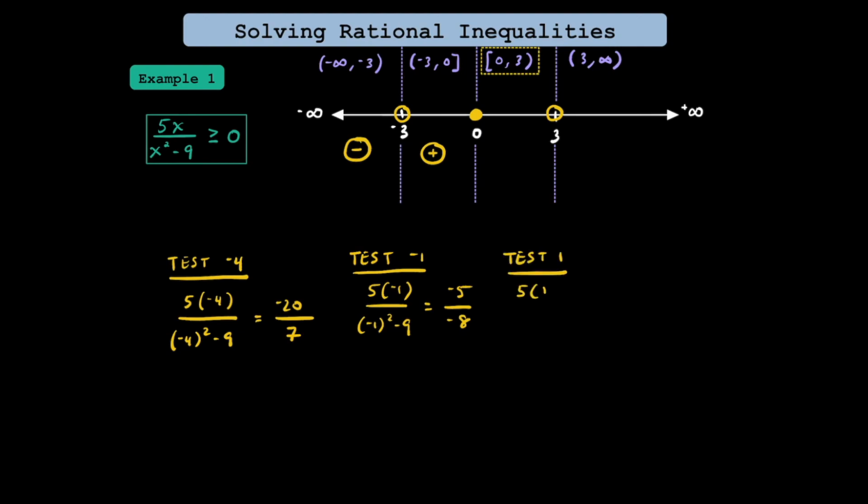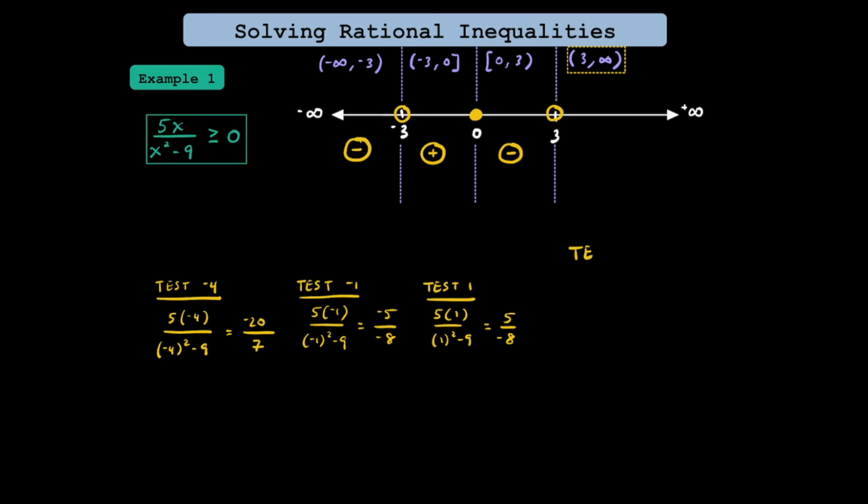In this third interval from 0 to 3, I'm going to test the value 1. Substituting in, we get 5 times 1 over 1 squared minus 9. 5 times 1 is going to be 5. 1 times 1 is going to be 1. Minus 9 is going to be negative 8. Since 5 divided by negative 8 is going to be a negative value, we know that everything's going to be negative in this interval.